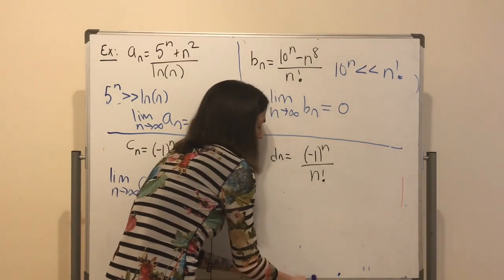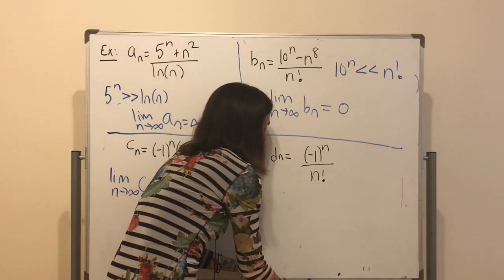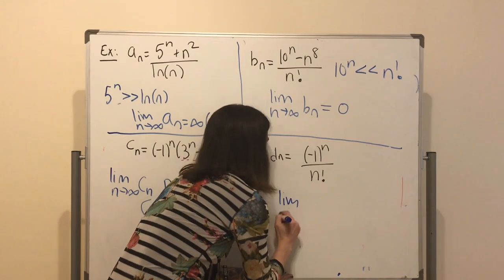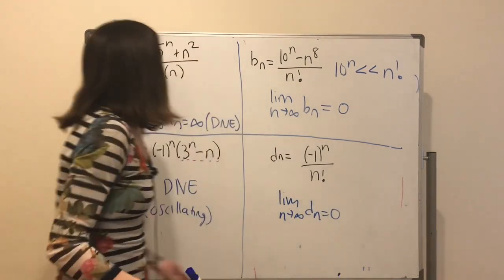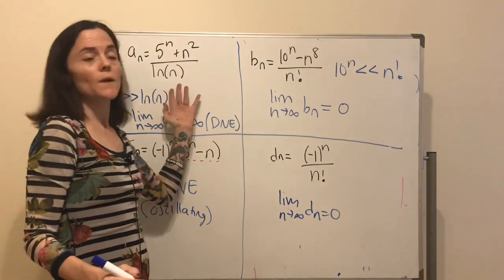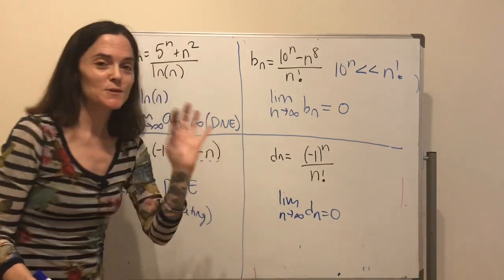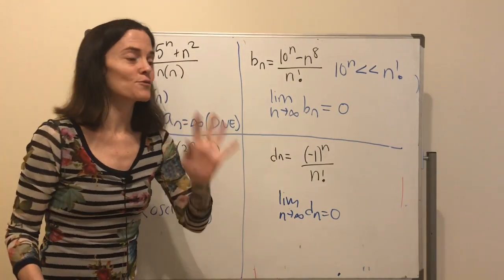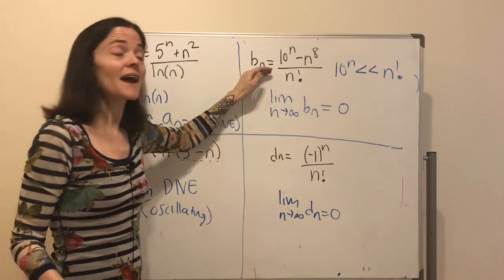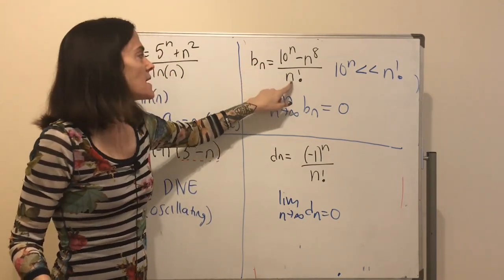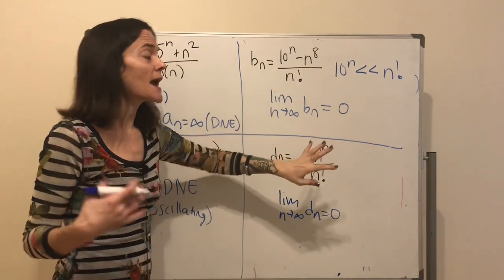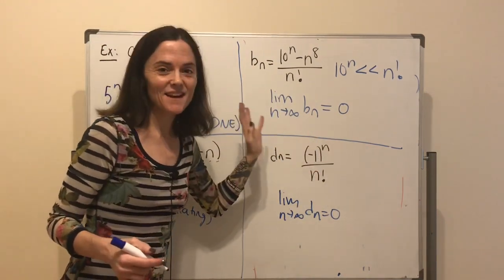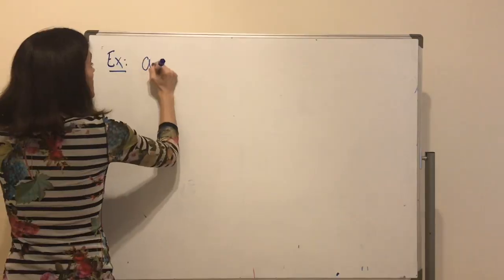We still get going to 0. So the limit as n goes to infinity of dn is 0. And you noticed, even for instance, this one, I didn't use L'Hopital, I used our knowledge of growth rate. This one, technically, I could not use L'Hopital because this n factorial is not a continuous function defined on the real line, but I used our knowledge of the growth rates.